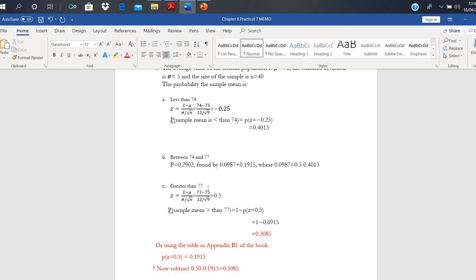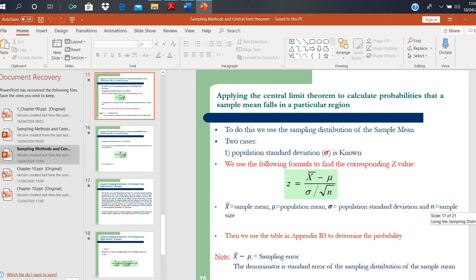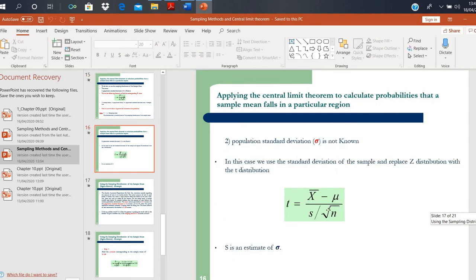So guys, master very well how to find this probability, because this type of question will be asked in your semester class test, semester test, and the exam. So I will come again with another series where I will show you how you can use the T formula when we don't know the population standard deviation, in order to get the probability.